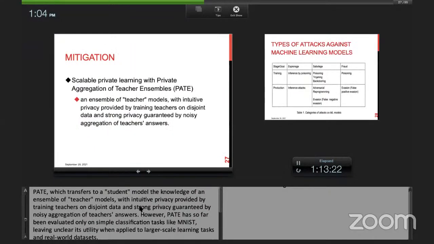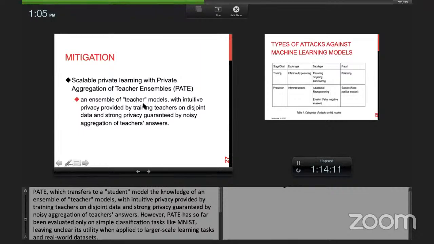There is another research work which has gone on for a while: scalable private learning with private aggregation of teacher ensembles. It's an ensemble of teacher models, that means models of models. Teacher models means the way a teacher teaches a student. Whatever knowledge a teacher has, he or she wants to give it to the student. So here, there are many teachers who want to impart their learning on the student model.